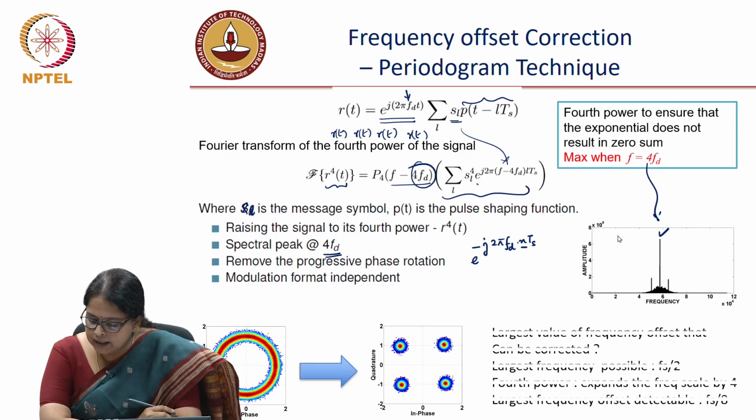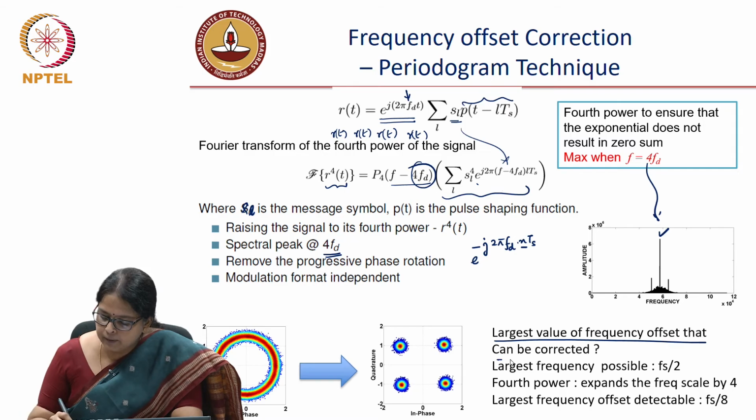The question we ask next is: what is the largest value of frequency offset that can be corrected?